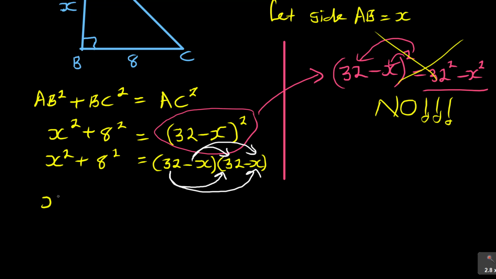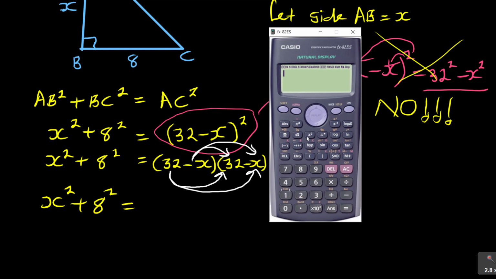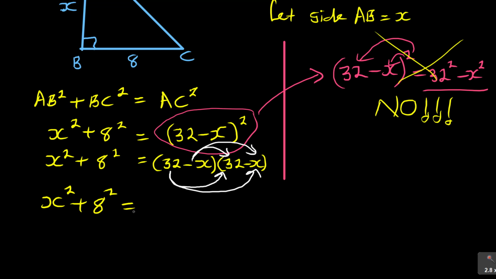So what is that? It's x squared here plus 8 squared, and then is equal to 32 times 32. You can definitely use something to help there, a calculator. It's 1024. So I've got 1024, and that's the first one. Then 32 times minus x is minus 32x. Then minus x times 32 is minus 32x. And then minus x times minus x is plus x squared.